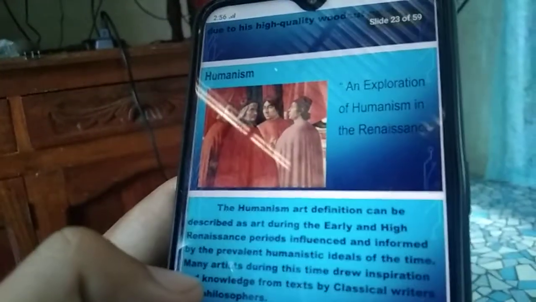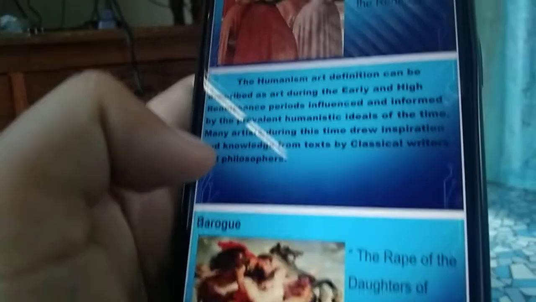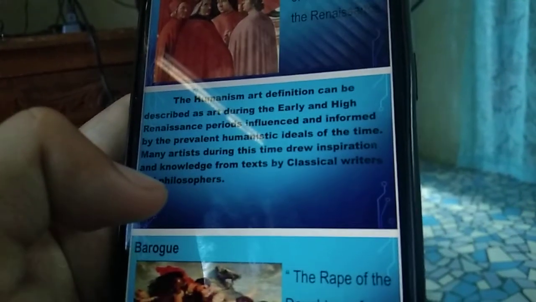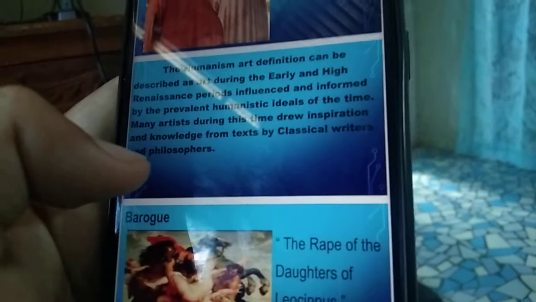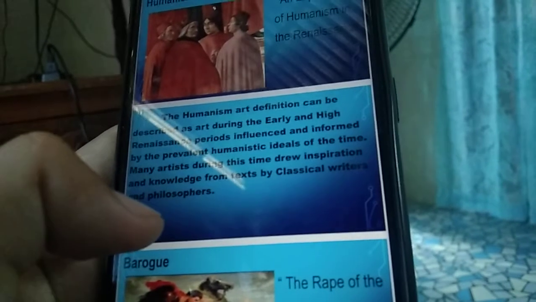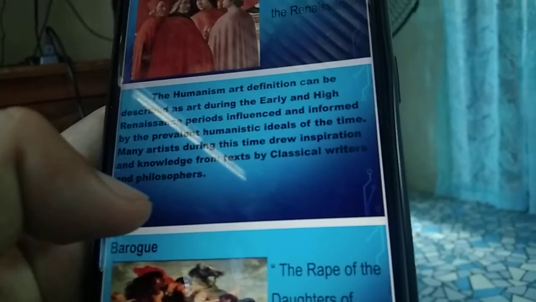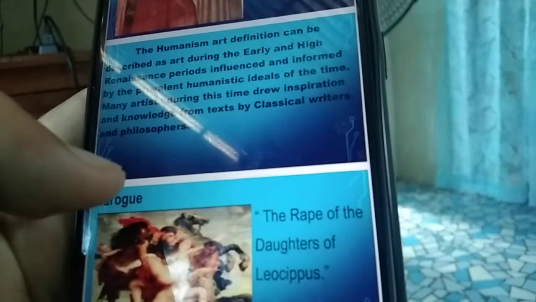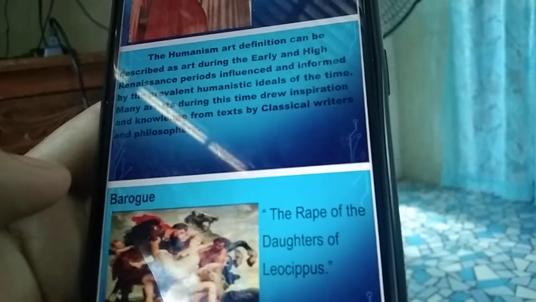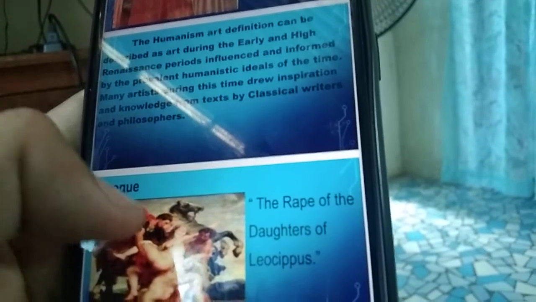Humanism. Humanism in art can be described as art of the early and High Renaissance periods influenced and informed by the prevalent humanistic ideals of the time. Many artists during this time drew inspiration from texts by classical writers and philosophers.